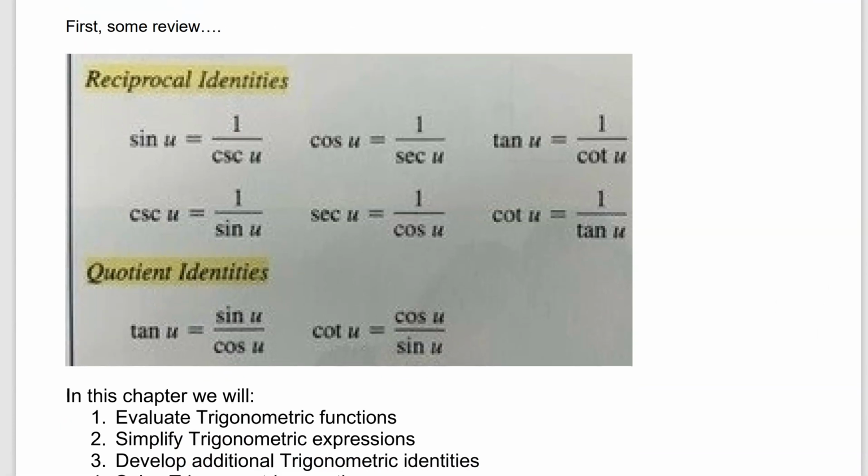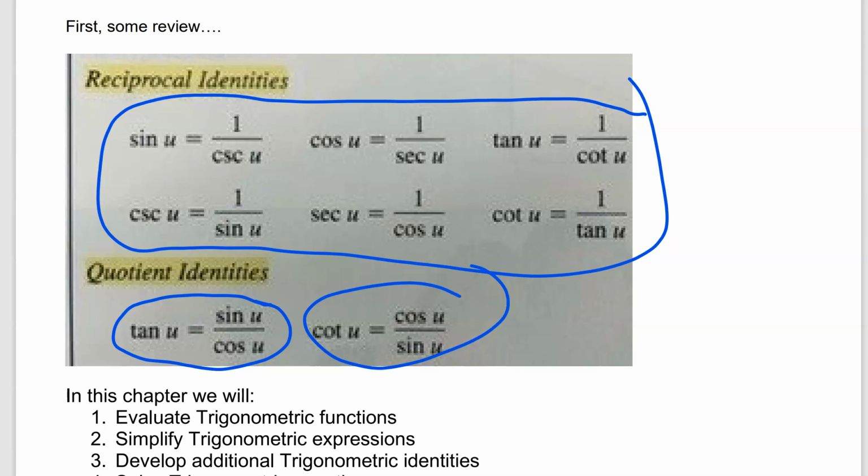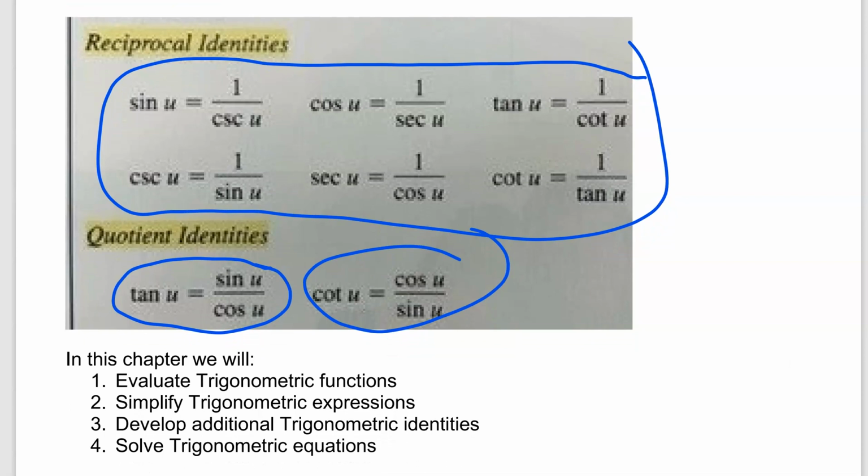First, some review. These 6 trig statements you already should know. We needed to know those for last chapter. And you should also know how to rewrite tangent and cotangent. Again, those are from the last chapter. In this chapter, we're just doing 4 things. And we're going to do the first 3 before spring break. We're going to get these 2 done over the next couple days.